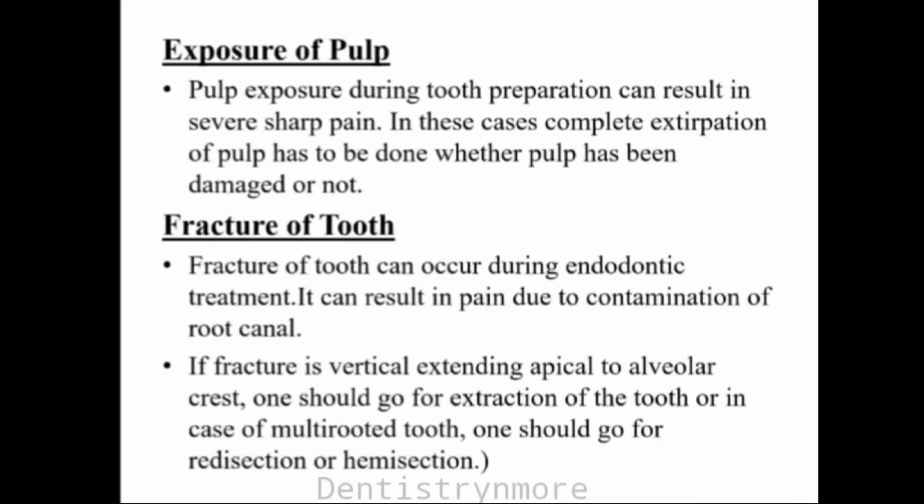Next one is exposure of the pulp. It can result in severe sharp pain. In that case, complete removal of the pulp has to be done whether the pulp is damaged or not. Next one is fracture of the tooth. It can result in pain due to contamination of the root canal. So in that case, if fracture is vertical extending apical to alveolar crest, one should go for an extraction of the tooth, or in case of multi-rooted teeth, should go for hemisection or radisection.